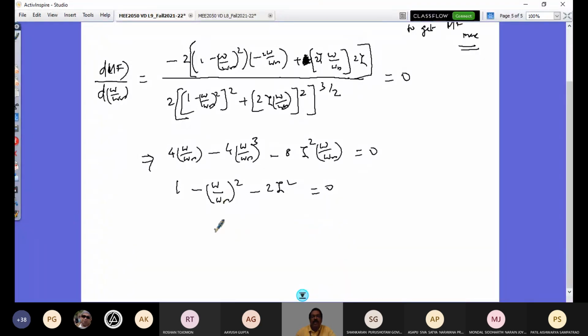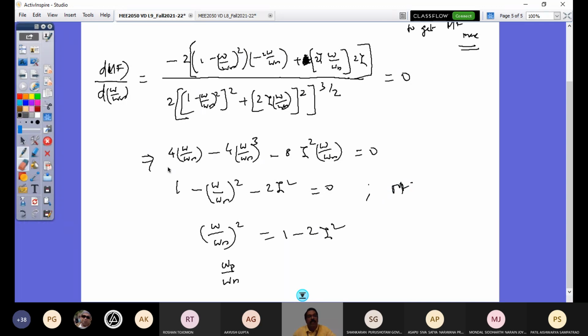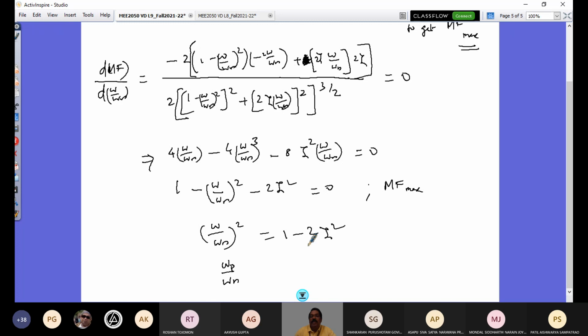I take this on one side, so it's going to be (omega by omega n) square. On the other side, I have 1 minus 2 zeta square, and I needed omega by omega n. Now I'm going to call this omega with subscript p, because I'm making it 0 to get MF, magnification factor. For MF max, this is going to be called peak frequency, and that's equal to 1 under root of 1 minus 2 zeta square. So the peak frequency omega p would be omega n times under root of 1 minus 2 zeta square.